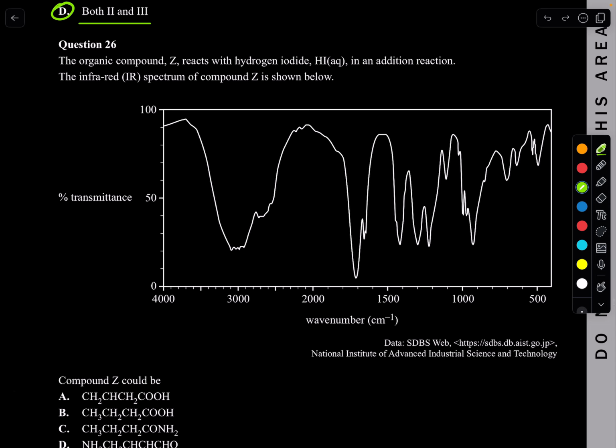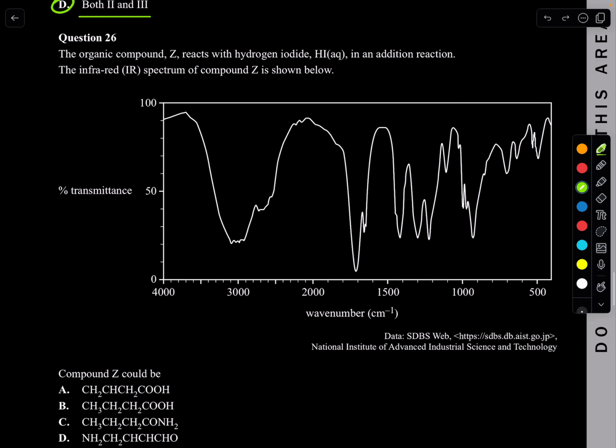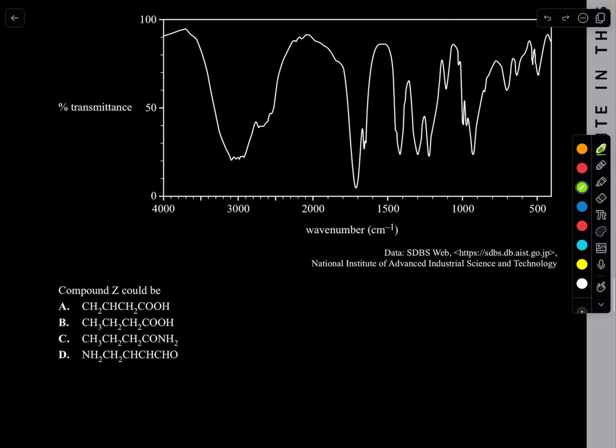The organic compound Z reacts with hydrogen iodide in an addition reaction. Easy. If hydrogen iodide reacted in an addition reaction, it has to have a double bond, like a C to C double bond. That is a hint they've given us about this compound Z. And the infrared spectrum of the compound Z is shown. The compound Z could be what? So first, what I'm going to do is draw all of them, see which ones have C to C double bonds, and those are likely to be our correct answer. So let's draw each one of them.